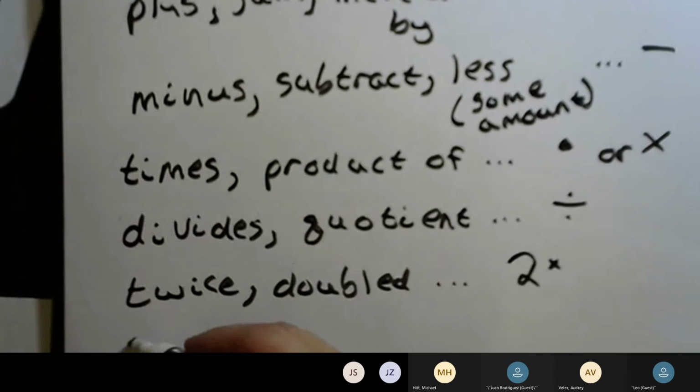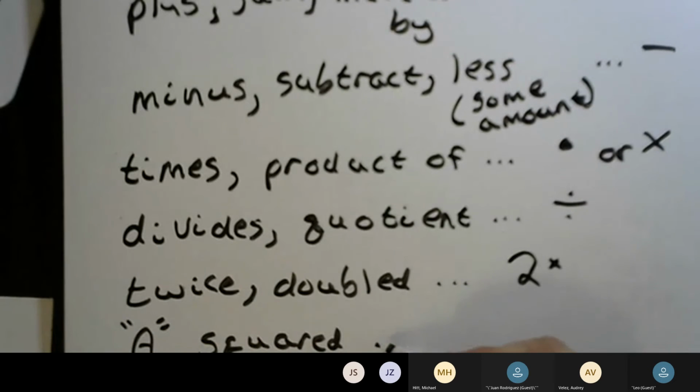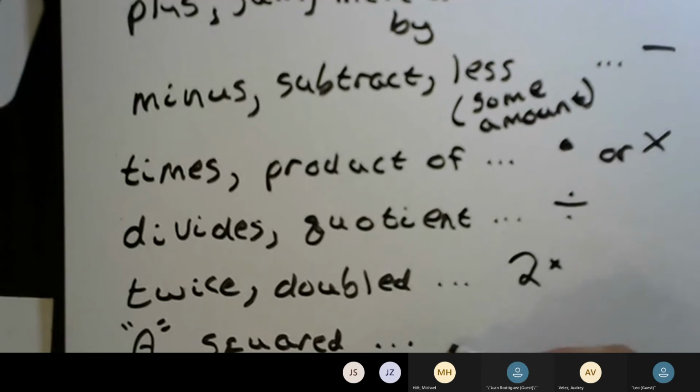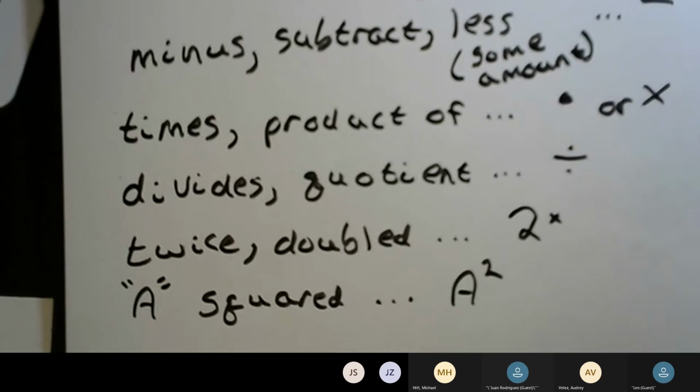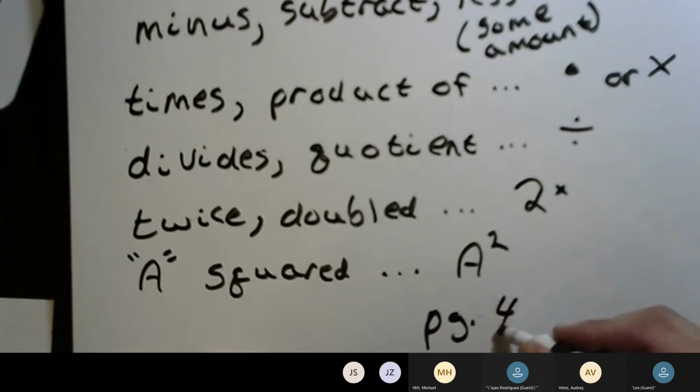You might see something like a squared or the square of a. Well, it means this. And the same thing with cubed. If you see a cubed or the cube of a, you'd have a with a 3 as an exponent. But again, you're going to find these on page 485, and there's a bunch of them.